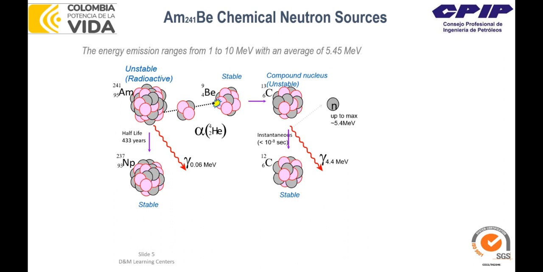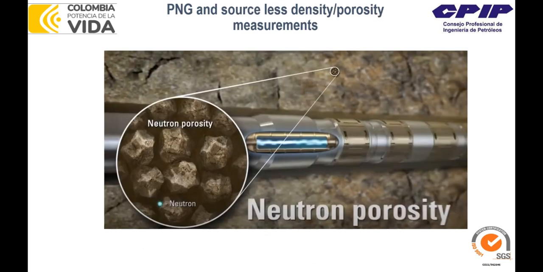So this tool is really more friendly to use, right? And the latest generation of such tools is even completely sourceless. So the pulse neutron generator emits neutrons at such a high energy that it activates the formation, and the formation emits gamma rays, which can be used to calculate density, right?